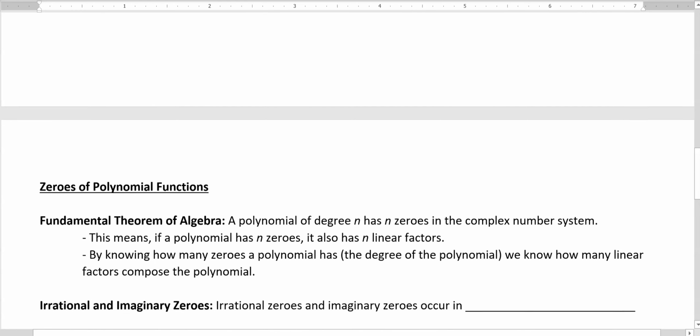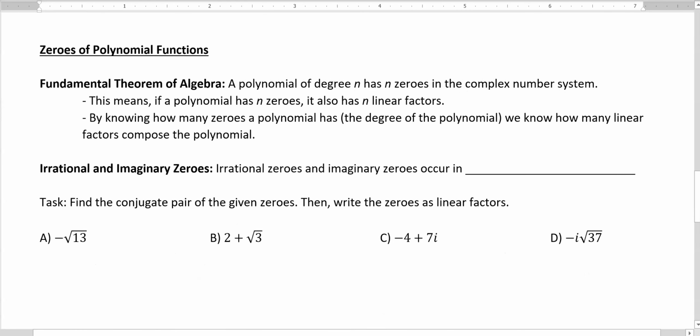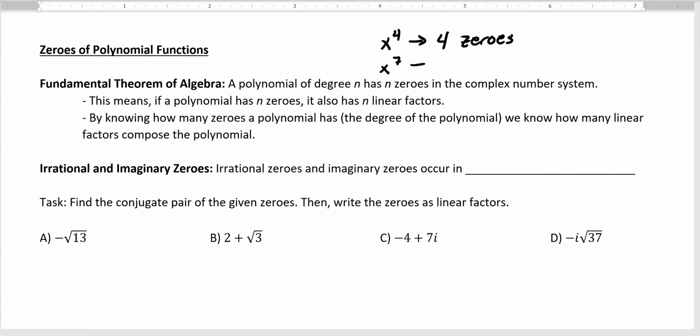I'm going to add another twist here. In the past we worked with imaginary numbers. So it's possible to have what's called an imaginary zero, or a complex zero. And this is all centered in the fundamental theorem of algebra. A polynomial of degree n has n zeros in the complex number system. That's to say, if the polynomial is x to the 4th as its highest degree, it has 4 zeros. If it's x to the 7th, there are 7 zeros. Now, by knowing how many zeros a polynomial has, we know how many factors we're going to need, right?